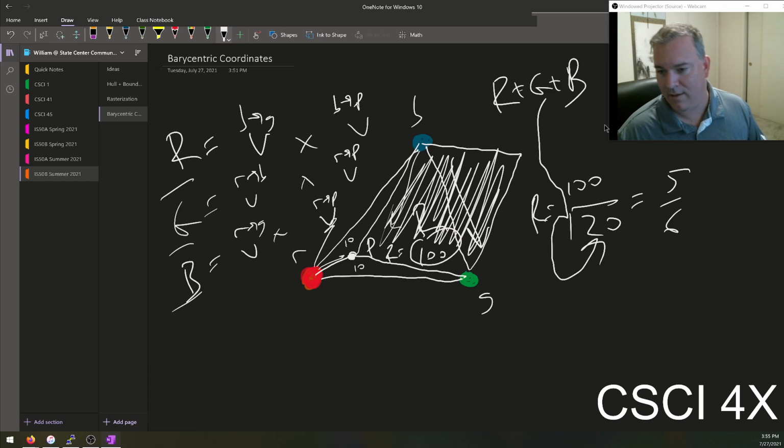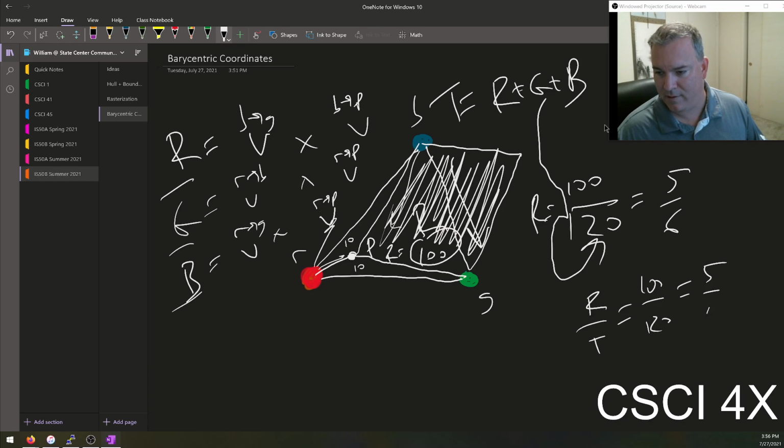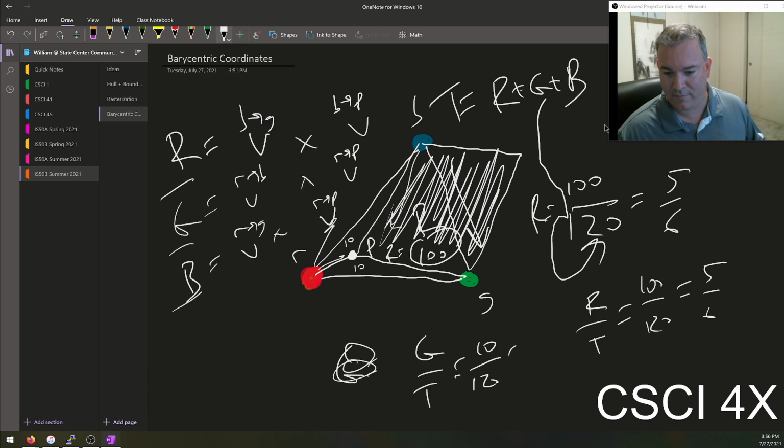That's that number right there, 120. And then we compute the fraction. This is the total, right? So R divided by the total is 100/120ths, which is 5/6. So when we're trying to figure out the color of this point, it's going to be 5/6 red, and it's going to be 1/12 because it's 10/120. So the fraction G over total is 10/120ths, which is 1/12. That's going to be the same for blue. And so the color here is going to be 5/6 red, 1/12 blue, 1/12 green. And then we're going to mix those together.